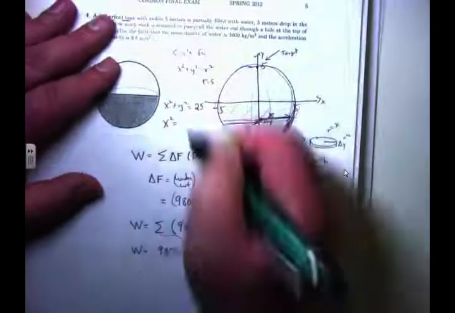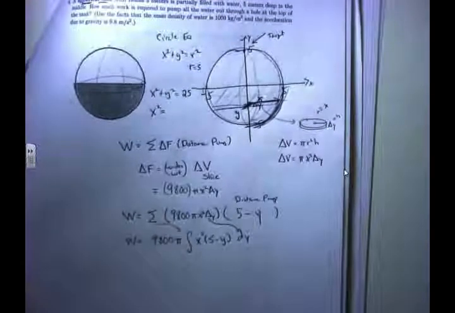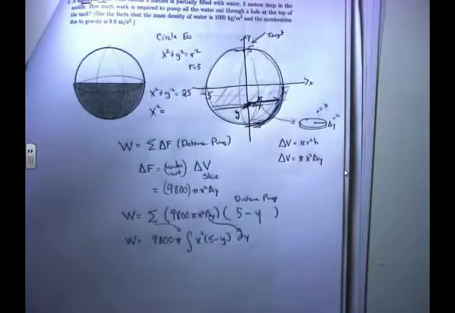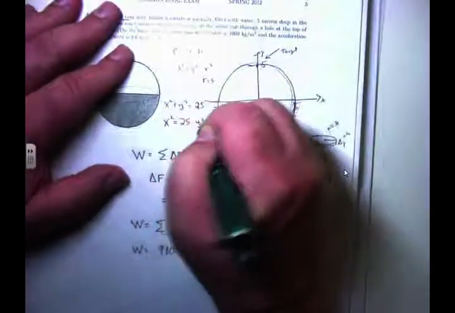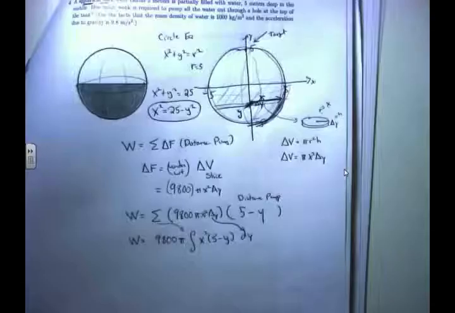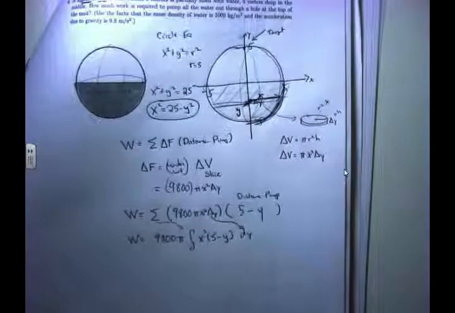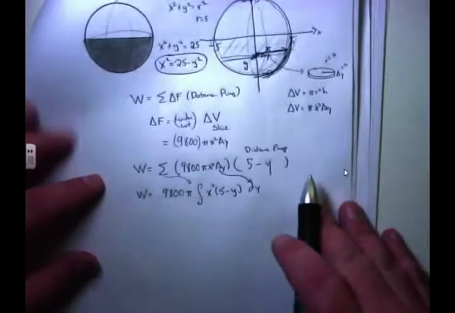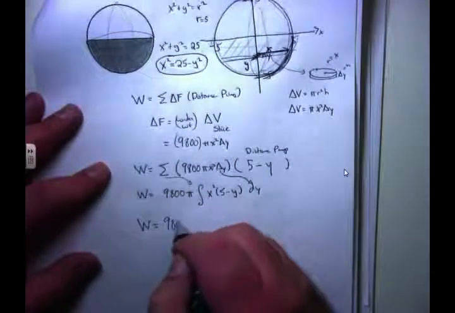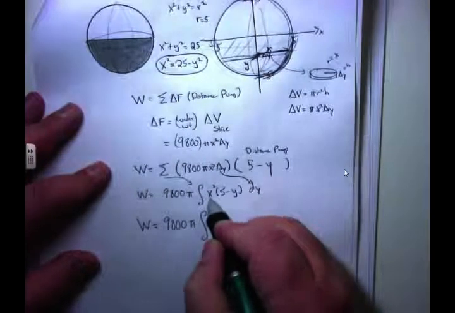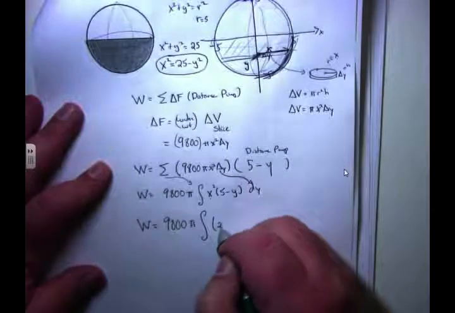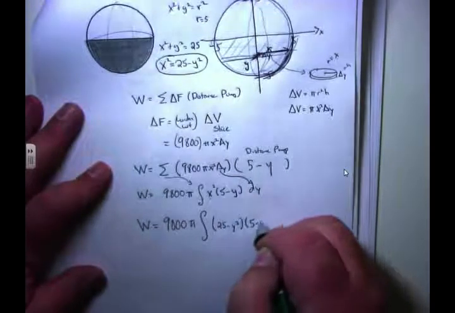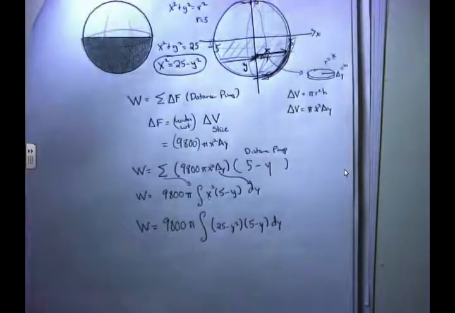I want to solve for x squared. What would x squared be equal to if I have the equation of the edge of that tank, x squared plus y squared equals 25? It would be 25 minus y squared. There is the equation for the edge of my tank. Does that make sense? And I'm going to go down here and replace it. Work would be equal to 9800 pi times the integral. The reason I solved for x squared rather than just x is that x squared is in the function I'm trying to integrate, which is (25 minus y squared) times (y minus 5) dy.